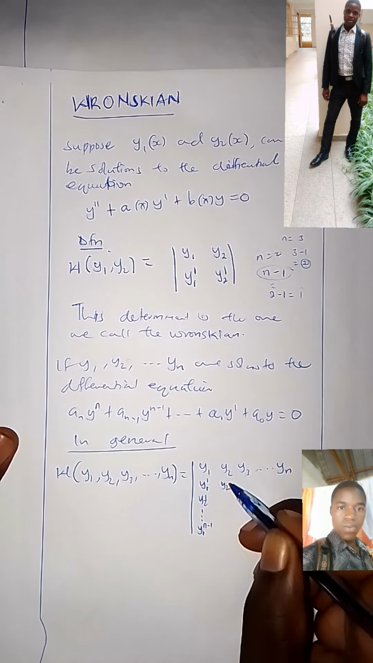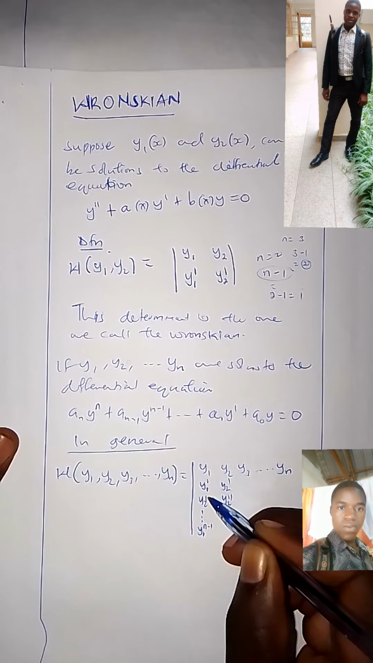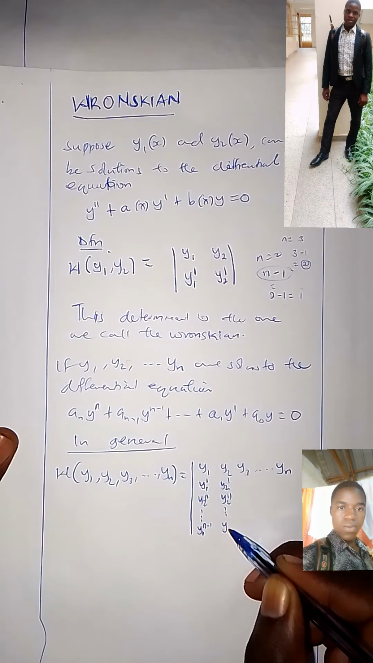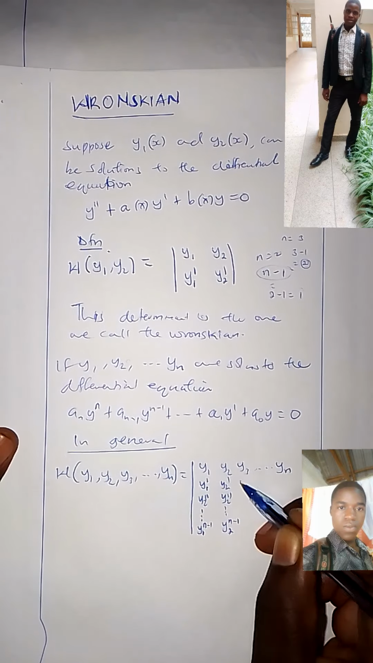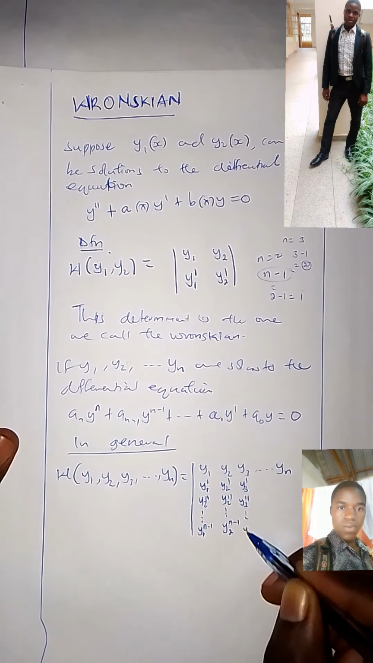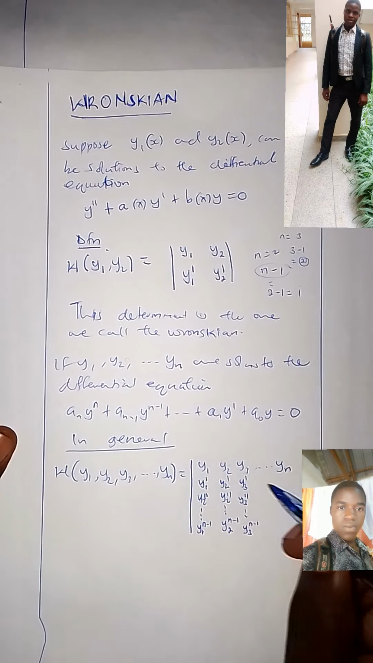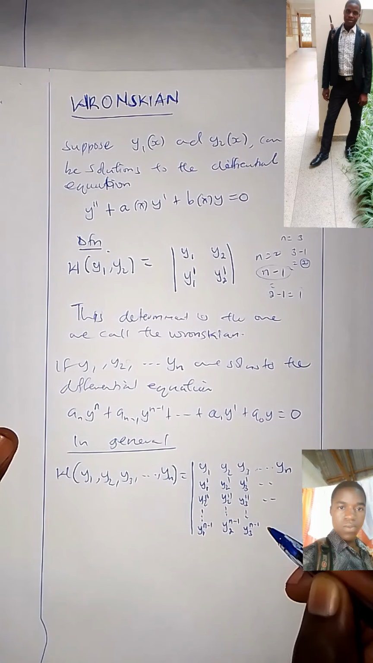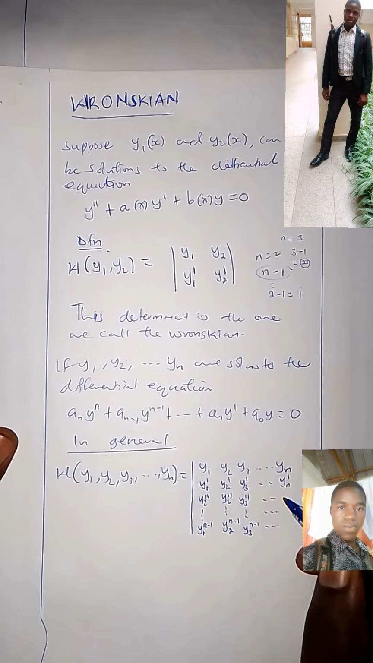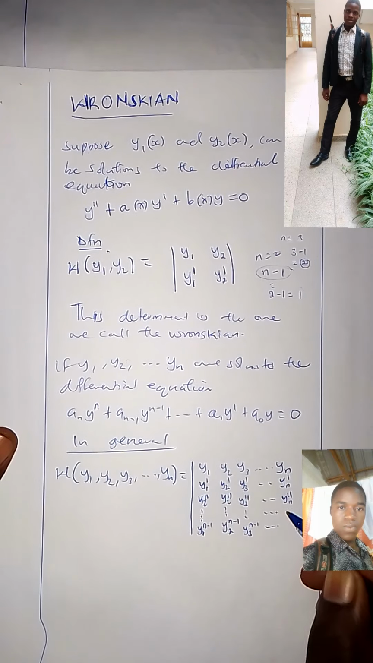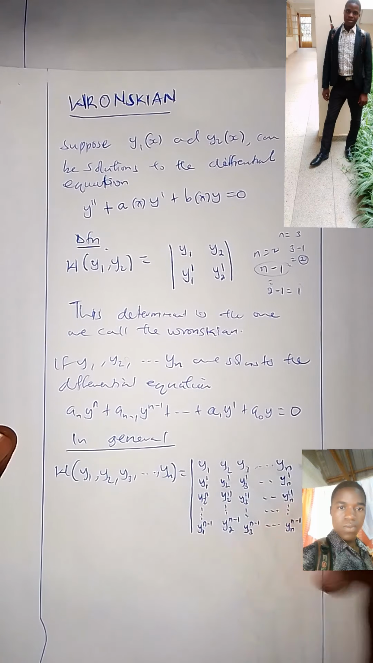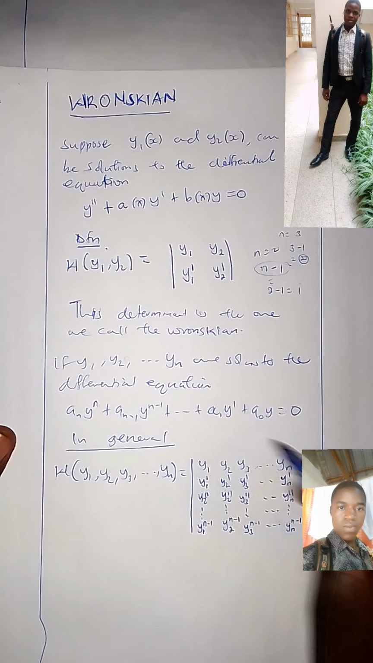So we have y1 prime, y2 prime, y3 prime, and you go up to y1 to the n minus 1, y2 to the n minus 1, y3 to the n minus 1. You can continue like this, then yn, the first derivative, the second derivative, then you go up to yn, but to the n minus 1. That's the differentiation, and this is the Wronskian in general.